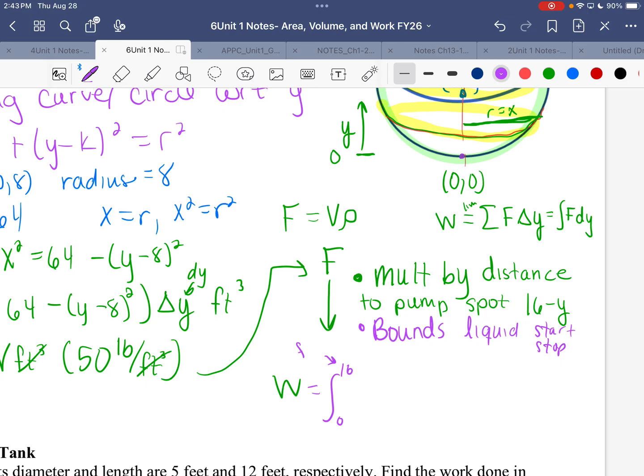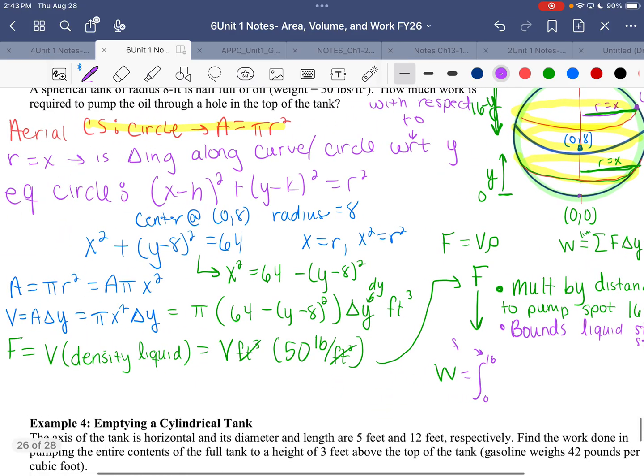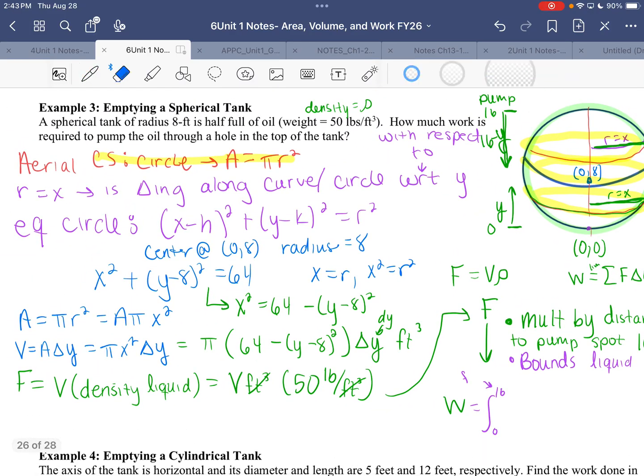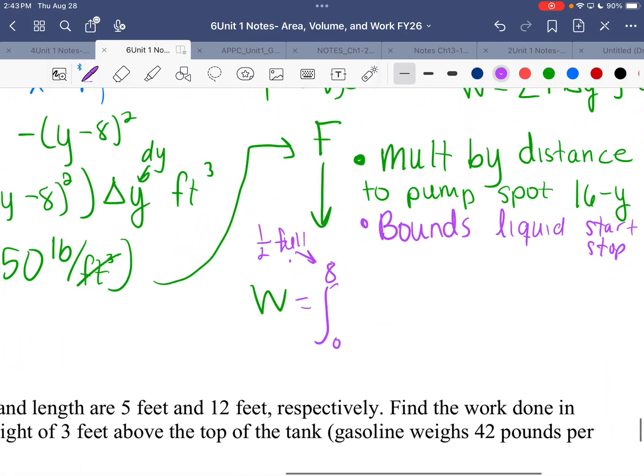Oh wait, was it full? Or was it half full? Oh, it does say half full. Would you look at that? 8, because it was half full. And then we did the work until it was emptied.